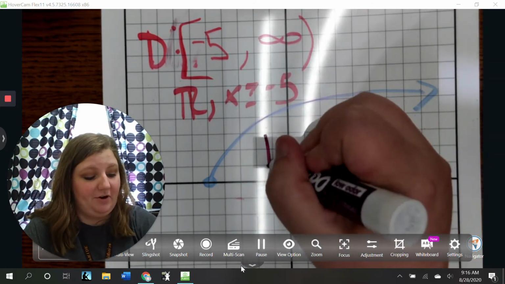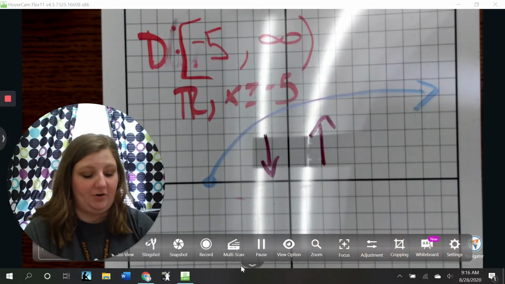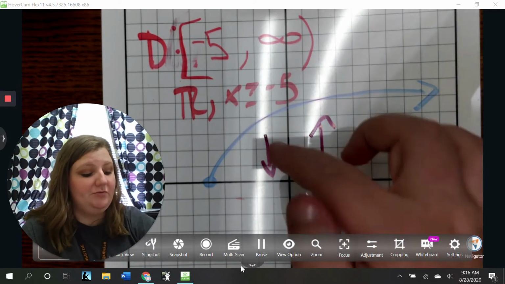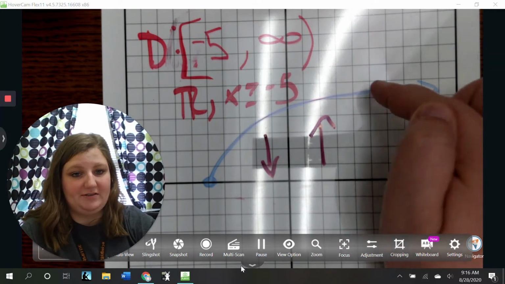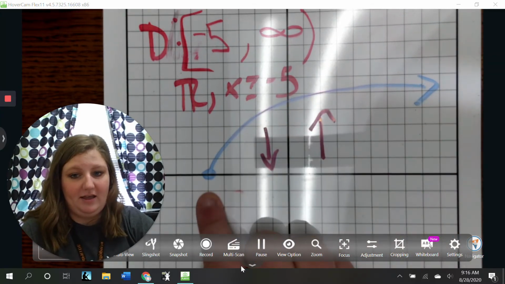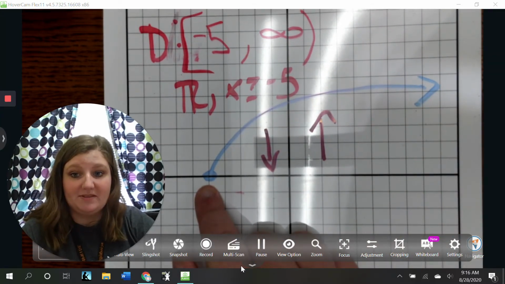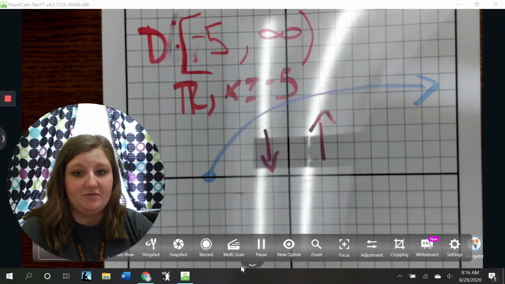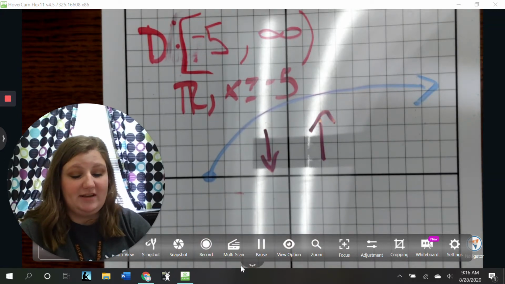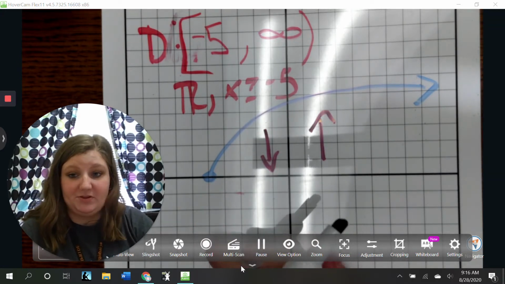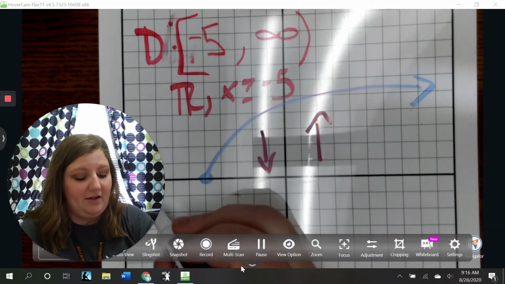Okay, so how far down and how far up is our graph going for the range? If we follow our graph downwards, starting from up here and coming down, we stop at this point. So we need the y value for this point. We know the x value is -5, but that doesn't help us with the range. For the range, we need the y value.